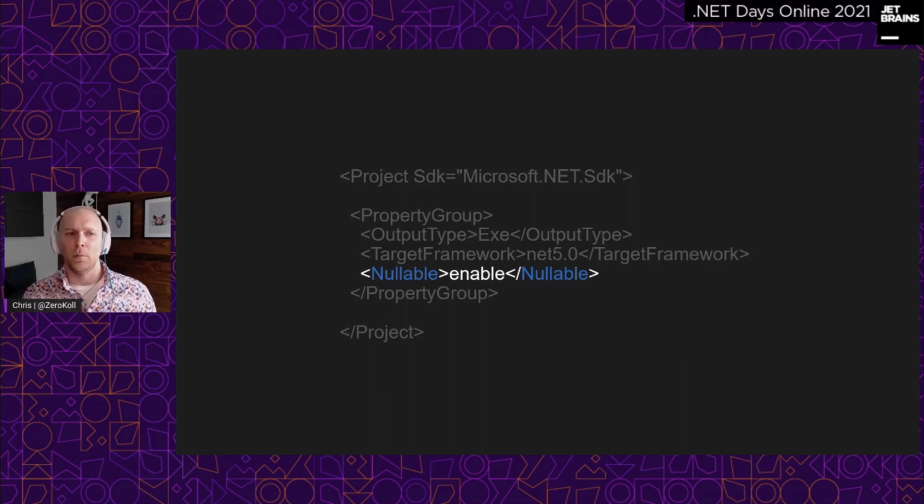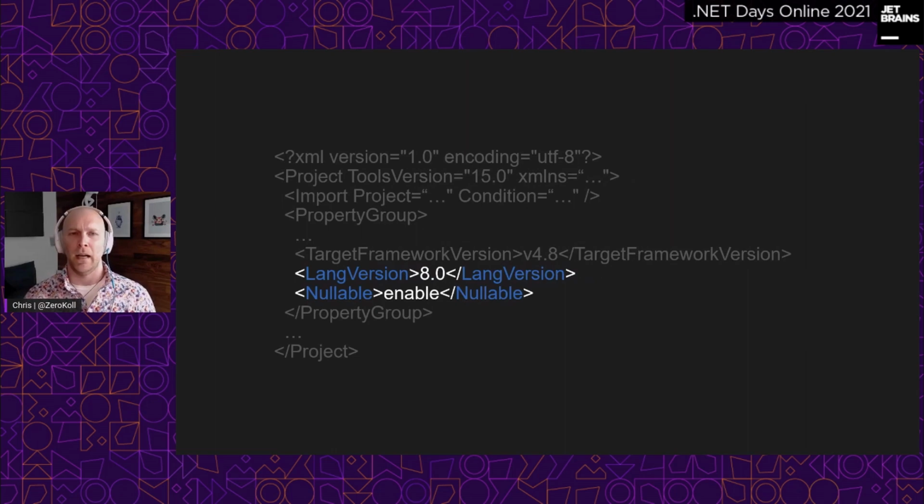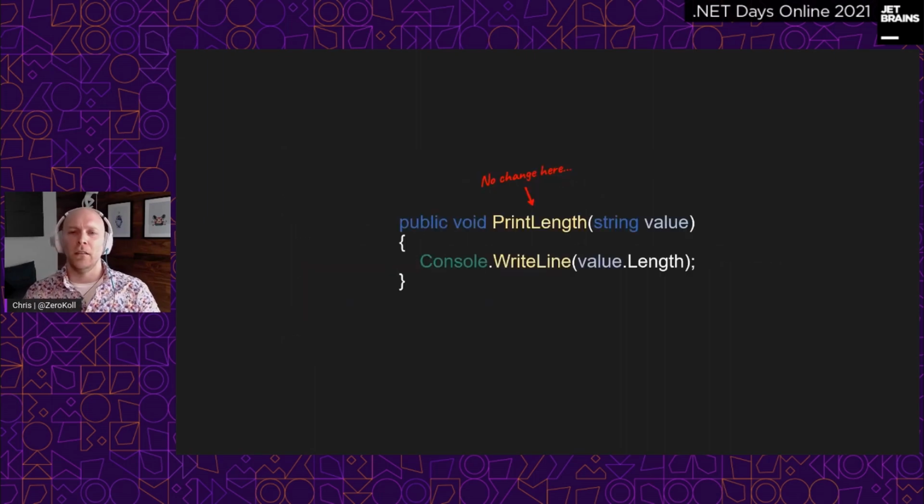And if you're on the older project format, you have to upgrade the language version to version 8 as a minimum, and you turn on nullable. Once you've made that change in your project CS proj file, you're telling the compiler that I want to opt in to nullable reference types. Once you've done that little config change, there's no change whatsoever in your print length method.